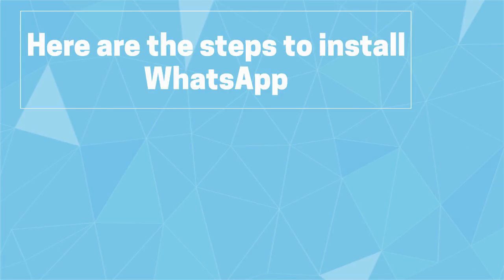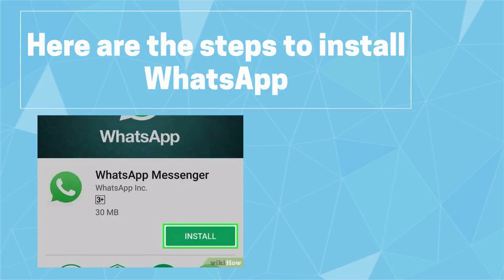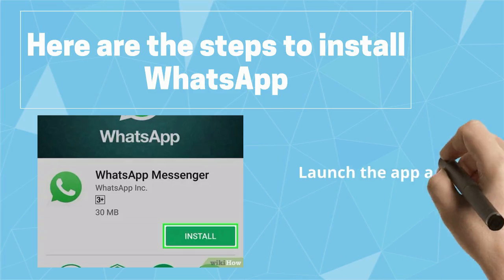Here are the steps to install WhatsApp. Install the app from the Play Store for Android or the App Store for iPhones. Launch the app and approve the requested permissions.